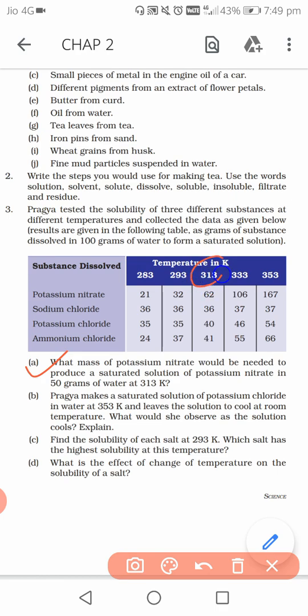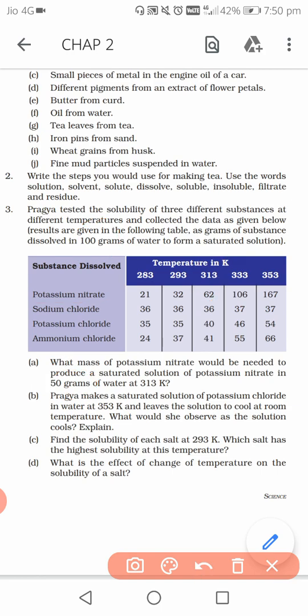This is 313 Kelvin. This is potassium nitrate. What is its solubility? It is 62. But this 62 is in 100 gram of water, and in the question you have 50 gram of water. In 100 gram, 62 gram of potassium nitrate is dissolved. So in 50 gram, how much will that be? It is just half of that. 50 is half of 100, right? So half of 62 is how much? 31 gram. So your answer will be 31 gram potassium nitrate can be dissolved in 50 gram. Okay.